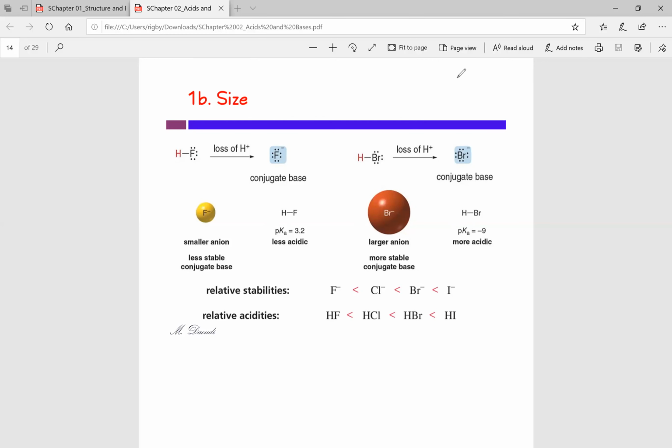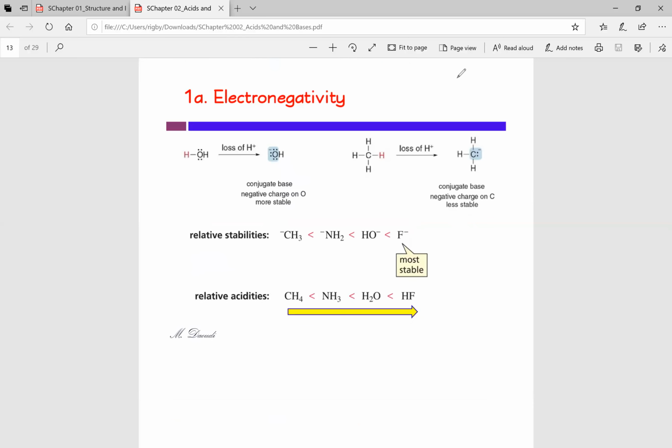But let's talk about when the sizes are relatively similar. Like if we have a carbon and a nitrogen. That carbon and that nitrogen, or the carbon, nitrogen, oxygen, they're all very close in size. So then we have to look at the electronegativity. Essentially what electronegativity is, it's how well an atom holds onto a negative charge. So it's sort of like the size, but it's not as strong as the size. So we only look at electronegativity when we're in the same row of the periodic table, such as when we're looking at carbon, nitrogen, oxygen, and fluorine, at least in this example.